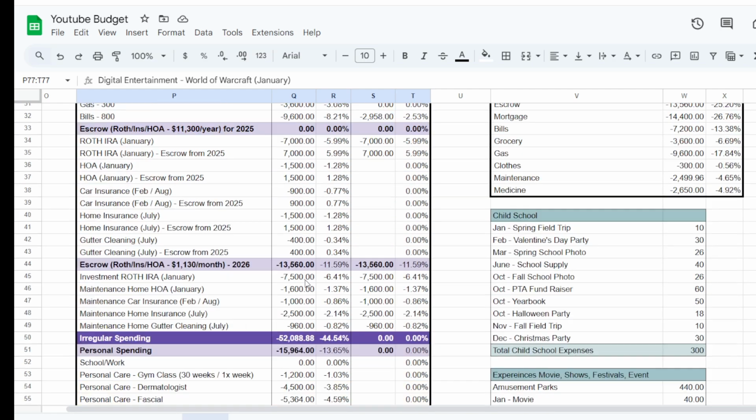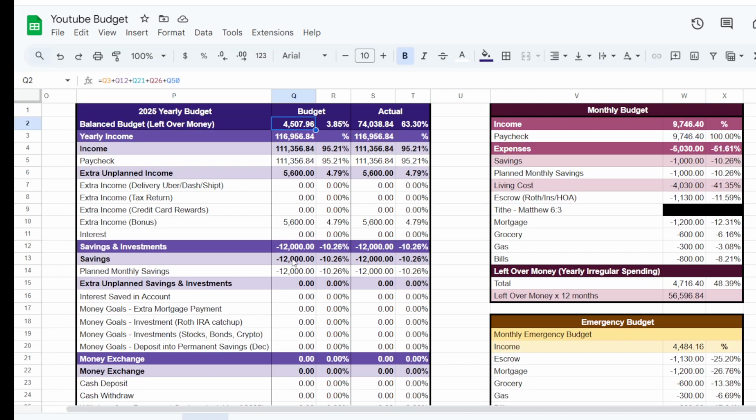But if not, I still have a buffer of about $4,500. And if I have an even larger expense that I have to take care of, that's over this 4,500 mark, what I could do is tap into my permanent savings.